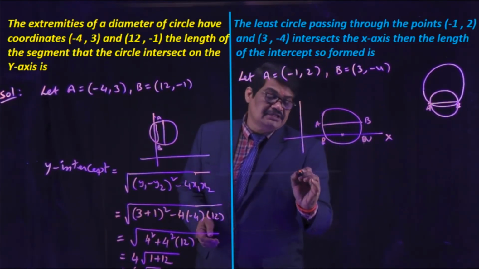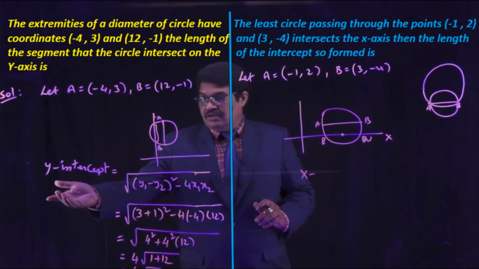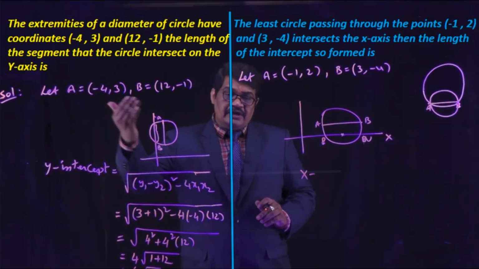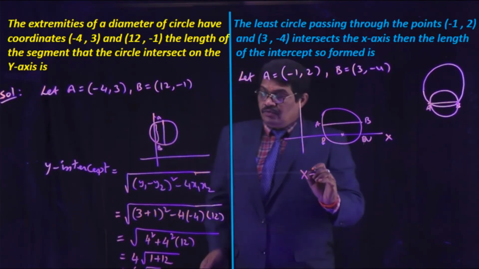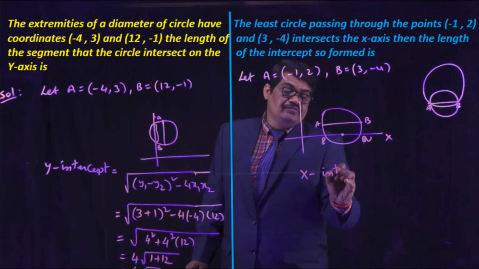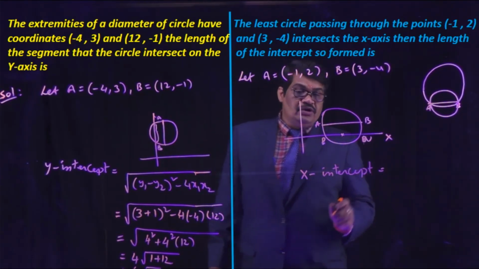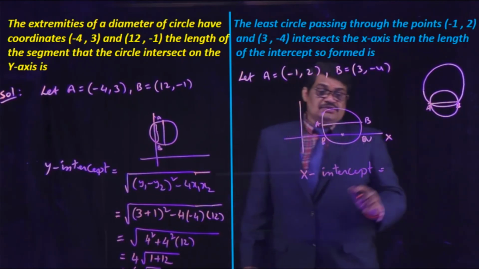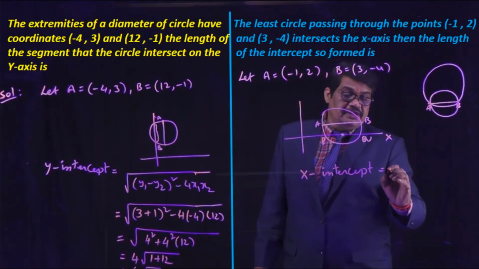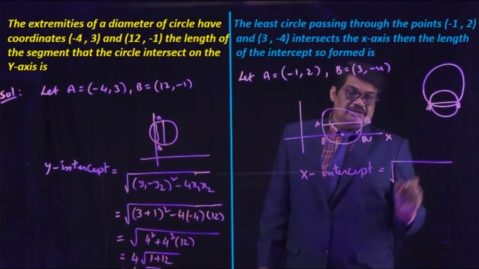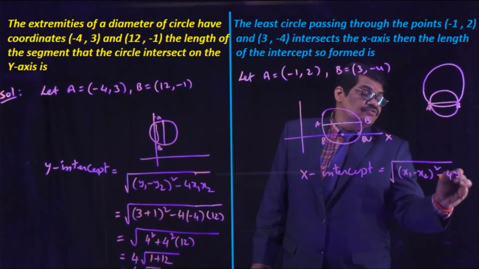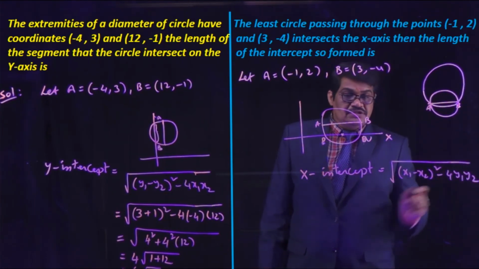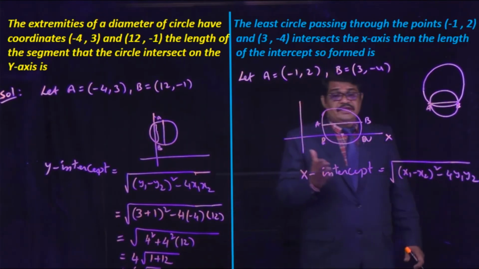Here is the x-intercept formula. Similarly, for the y-intercept, if the endpoints of the diameter are given, the formula is the square root of (y1 minus y2) whole square minus 4 x1 x2. In the same way, if x1 y1 and x2 y2 are the endpoints of the diameter of the circle, the x-intercept formula is the square root of (x1 minus x2) whole square minus 4 y1 y2.